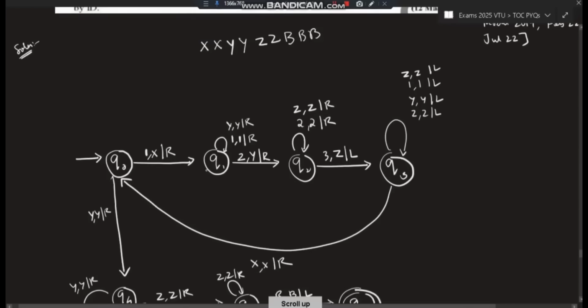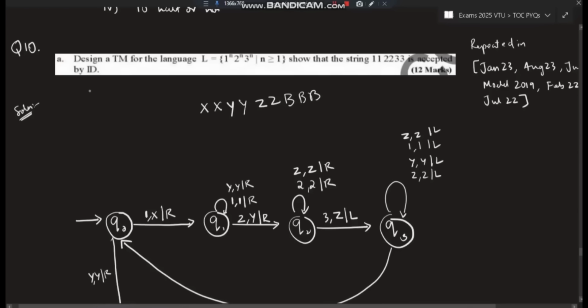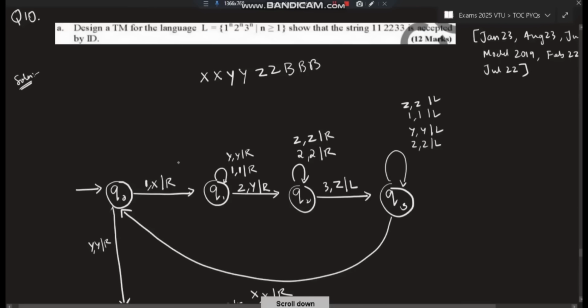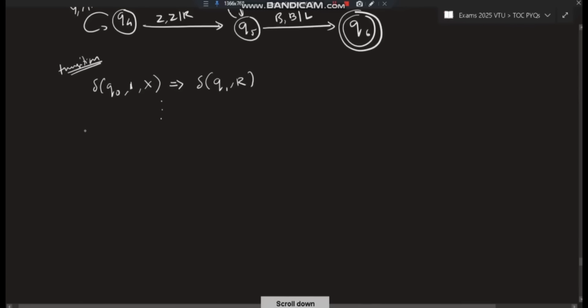After that, if they ask you about the ID specifically, you have to write it. In most cases they'll ask it because it's for the 12 marks. So how do you do it by ID? For the ID, instantaneous descriptor, I'll start it and show the first few steps, because it will take a lot of time. Once you get the point you will be able to do it by yourself. I'll just show you how to start it.